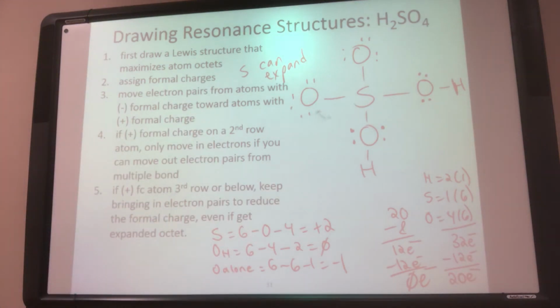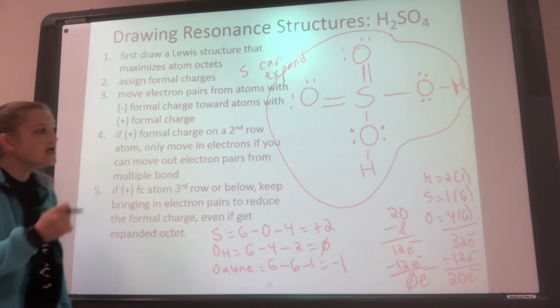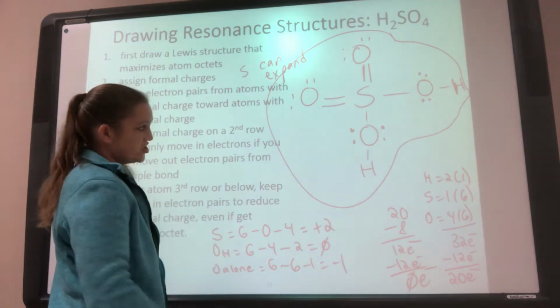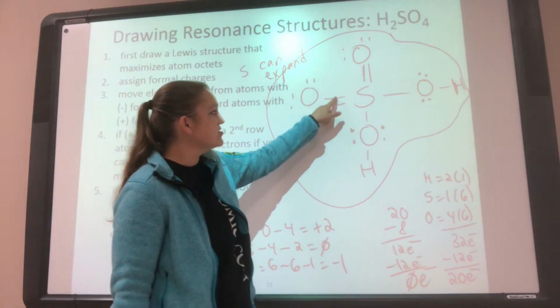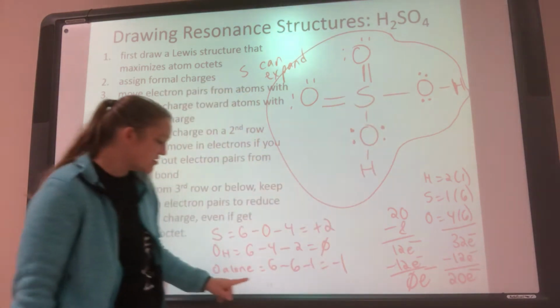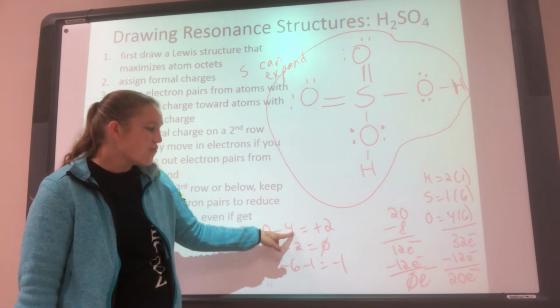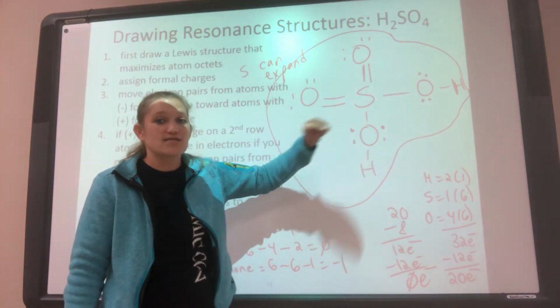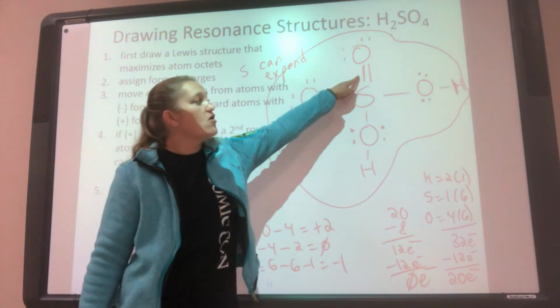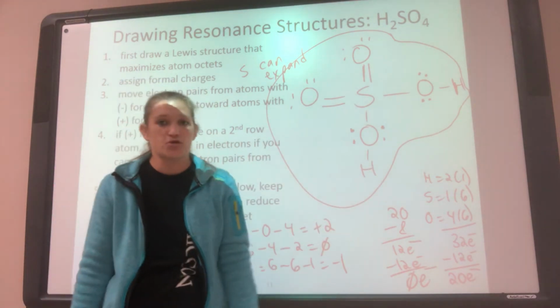So he's going to move and make a double bond. He's going to move and make a double bond. And that would be my final picture. And that would be my final done picture, because now sulfur is at 1, 2, 3, 4, 5, 6. So if I did the math, he would be 6 minus 0 minus 6, which means he's at a 0 formal charge and he's completely happy. And these actually are all zeros. Everybody's at a 0 formal charge.